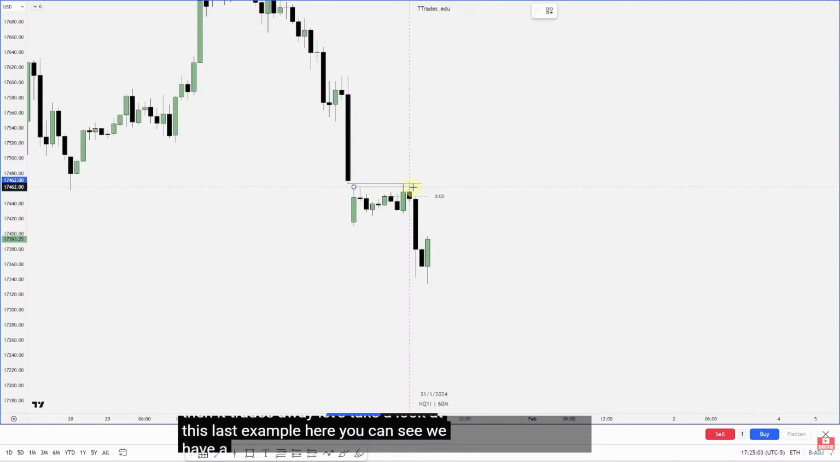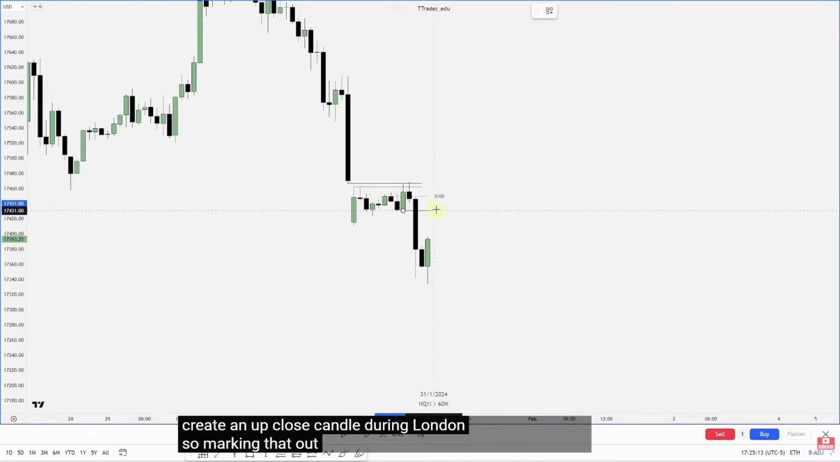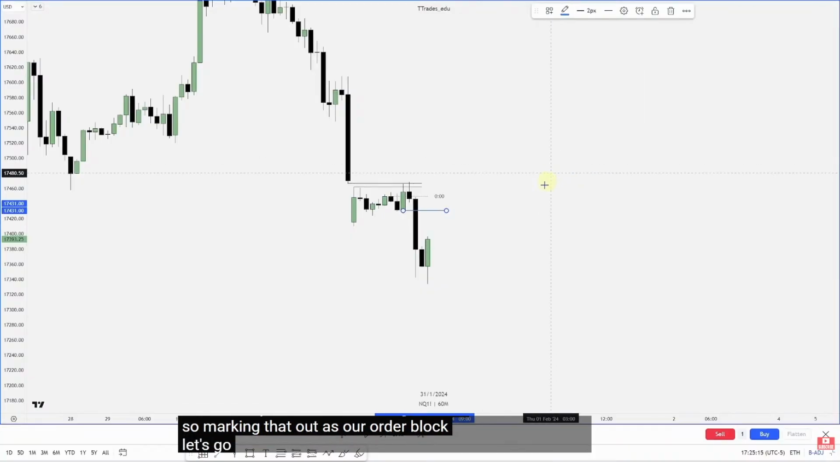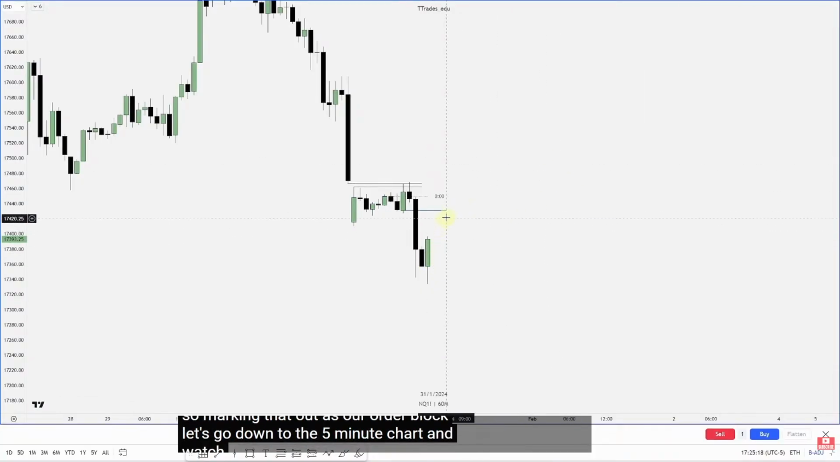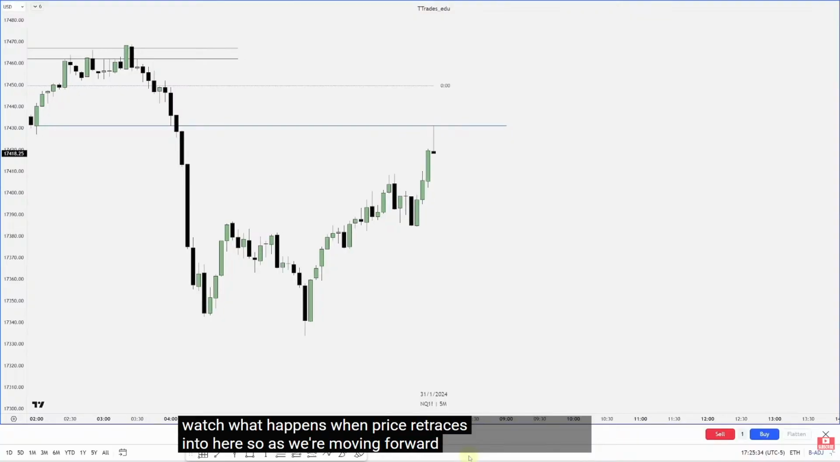You can see we have a gap that we reach up into during London. We sweep our Asia highs, and we create an up-close candle during London. So marking that out as our order block, let's go down to the 5-minute chart and watch what happens when price retraces into here. So as we're moving forward towards the New York session, you can see we reach back into those up-close candles from London.